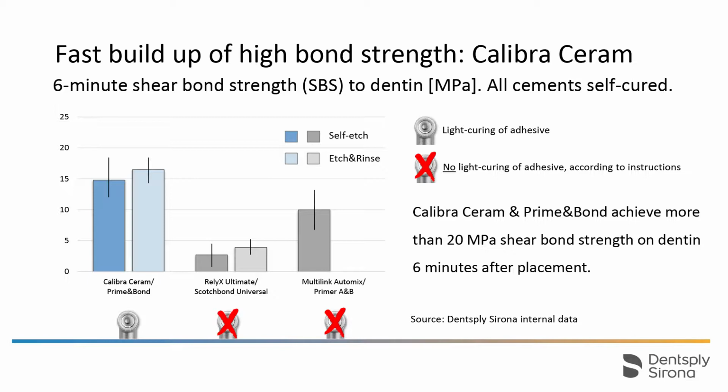Let us first look at the performance of Calibra Ceram. Displayed are shear bond strengths in megapascal achieved by our product and competitors Reliax Ultimate and Multilink Automix. Prime & Bond active adhesive was light cured, while Scotch Bond Universal and Multilink primers A and B were not, as per manufacturer's instructions. Please note that Multilink cannot be used in an etch and rinse mode. As mentioned, all cements were self-cured. The specimens were debonded after 6 minutes.